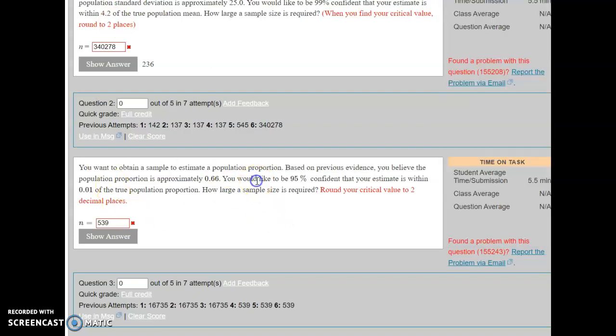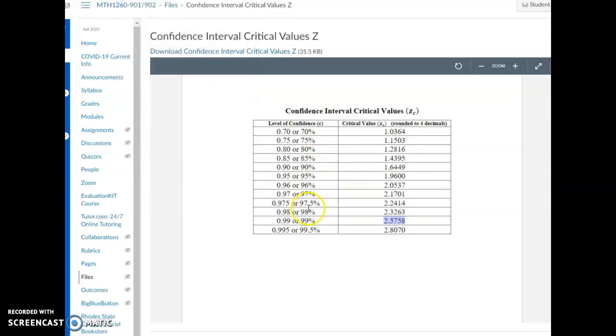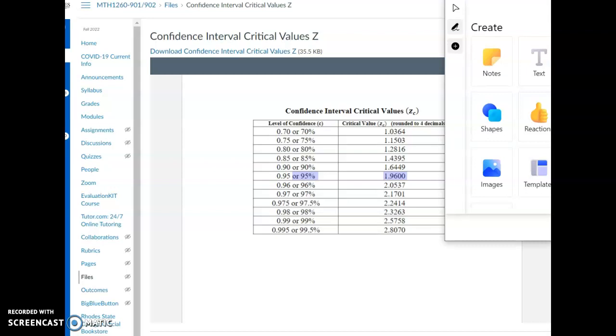The Z is from that table. I need to take this confidence level, and notice they say to round our Z score to 2 decimal places. So I'm going to take this 95%. There's my 95, and if I go over, I'm getting 1.96. So I'm going to put that right in there. From here, it's just a calculation. Be careful with your order of operations.